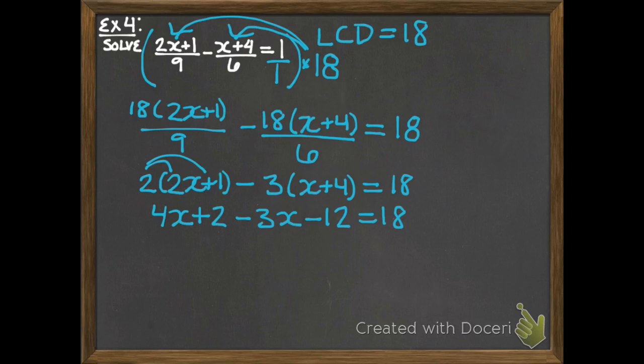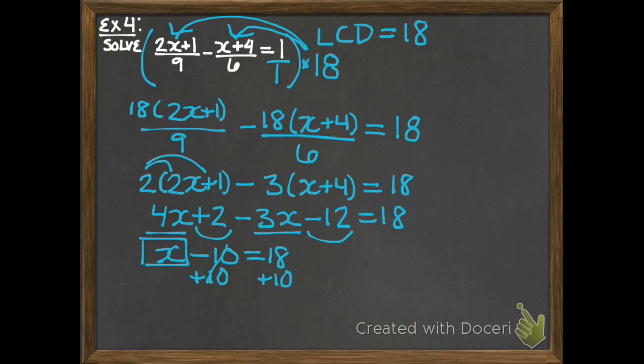Now I'm going to combine like terms. I have 4x's and minus 3x's, so I only have 1x left. Then I have a plus 2 and a minus 12, so that's going to give me a minus 10 equals 18. So now I just have a very easy single-step problem: x minus 10 equals 18. Adding 10 to both sides. Some of you could have probably done that step in your head. x is going to equal 28 in this case.